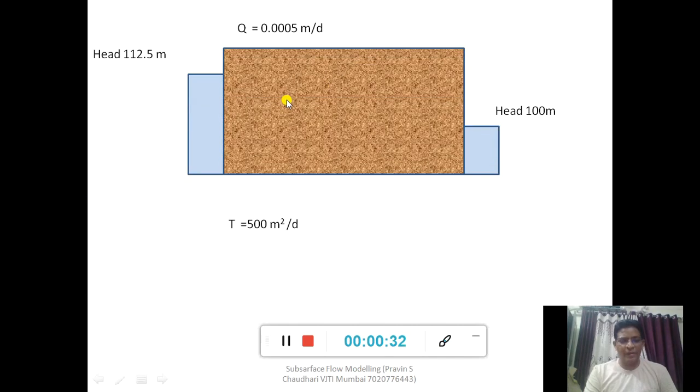Here is an aquifer separated by boundary conditions. On the left-hand side, there is a constant head of 112.5 meters and on the right-hand side a constant head of 100 meters. The recharge value q is 0.005 meter per day, and the transmissibility T is 500 meter square per day. The length of the aquifer is 5 kilometers.